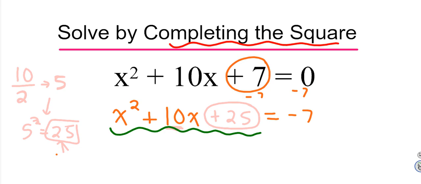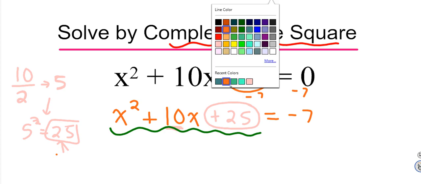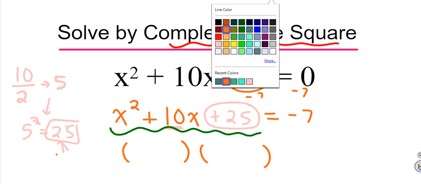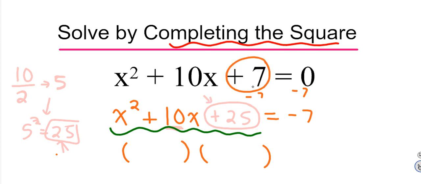And if you're wondering, what does that mean? Watch. If we factored this, look what we get. Wait a second. I know somebody somewhere watching this video is going, wait a minute, you just plopped in a 25 on the left side. You better plop in a 25 on the right side. And you are so right. We have to keep this equation nice and equal, don't we?